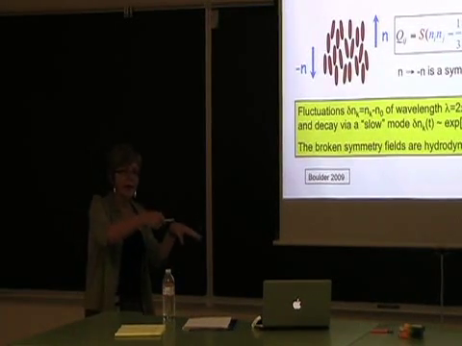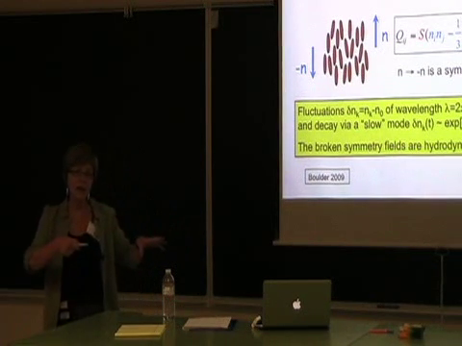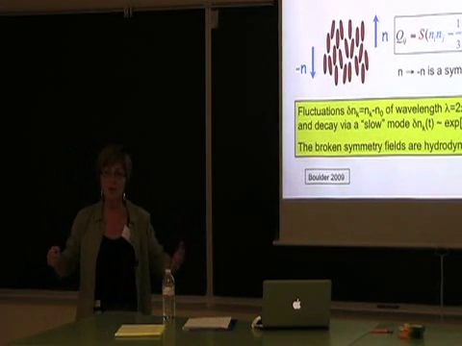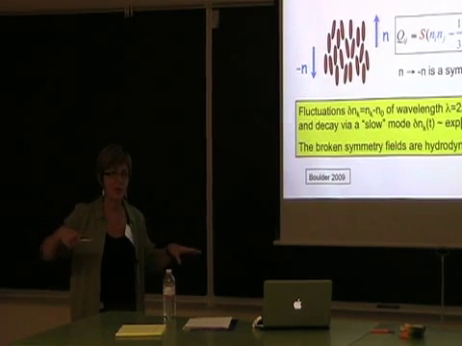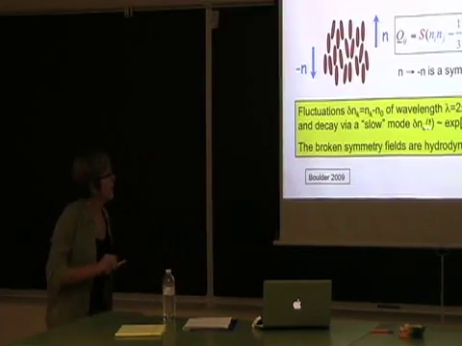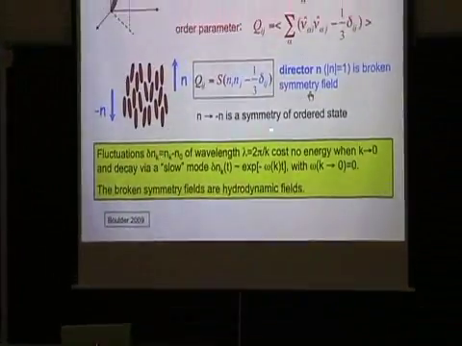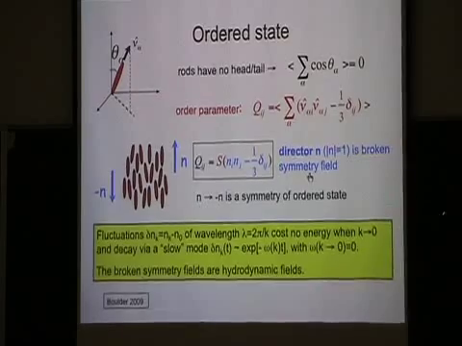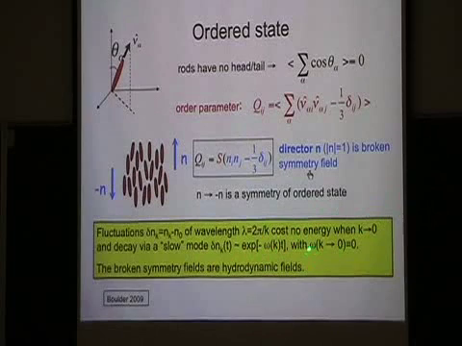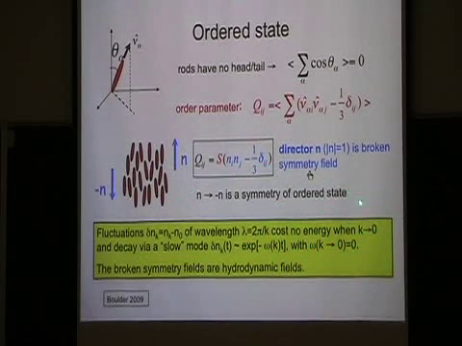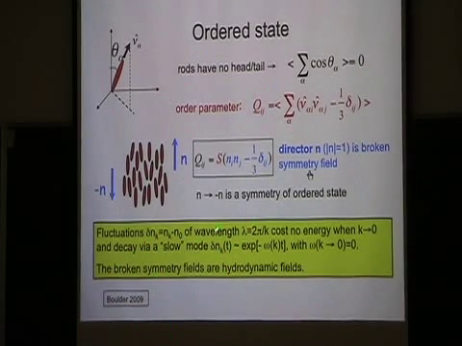But clearly, that fluctuation must cost no energy in the limit where the wave vector goes to zero or the wavelength goes to infinity, because in that limit, it's a uniform rotation. So this is a variable that has the property that fluctuations cost no energy when k goes to zero. That is, they must decay in slow modes, modes that go to zero when k goes to zero. These are hydrodynamic variables. More properly, they're called Goldstone modes or Goldstone fields, but the broken symmetry fields are hydrodynamic fields, just like the conserved densities.